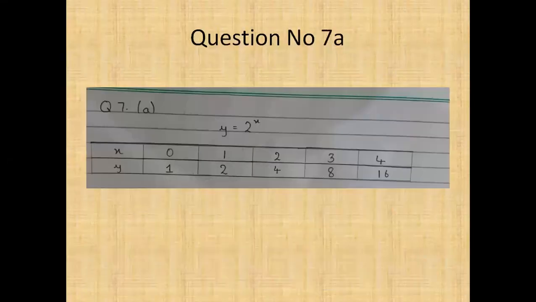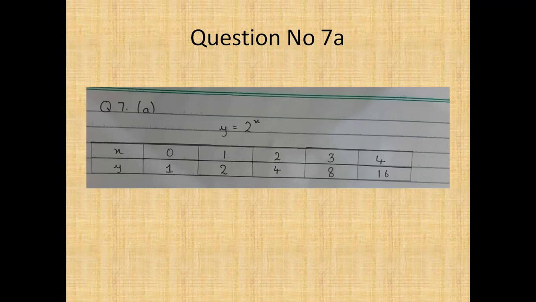So here you can see we have made a table, and we have supposed x values from 0 to 4: 0, 1, 2, 3, 4. We put those values in that equation. We find the values of y, and then we will plot them. So these are the coordinates of the points which need to be plotted: (0, 1), (1, 2), (2, 4), (3, 8), (4, 16). How did you find this? For example, let me show you how this is done.